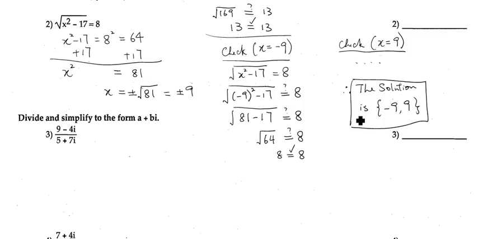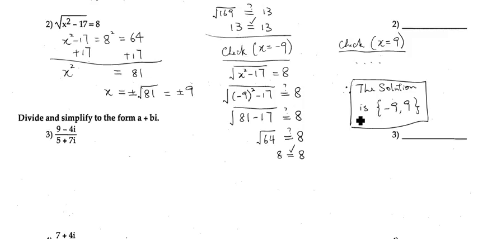All right, now let's take a look at the next one. And we want to simplify this complex expression, complex form. We have the complex variable i. We have 9 minus 4i over 5 plus 7i. How can we simplify this complex number, make it become a plus bi form?